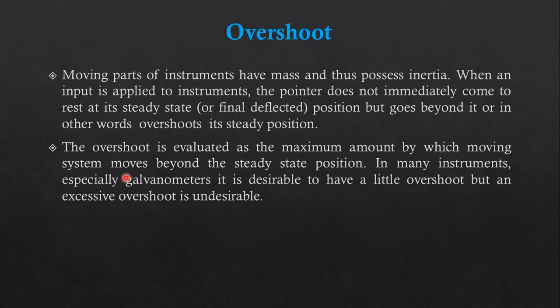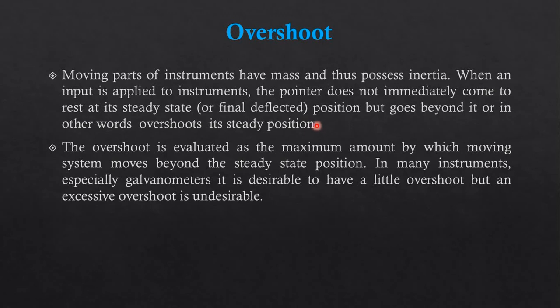Okay. Now next is overshoot. Moving parts of instruments have a mass, thus possess inertia. When an input is applied to the instrument, the pointer does not immediately come to rest at its steady state, or we can say final deflected position, but goes beyond it, or in other words overshoots its steady state position. Now what does overshoot mean?